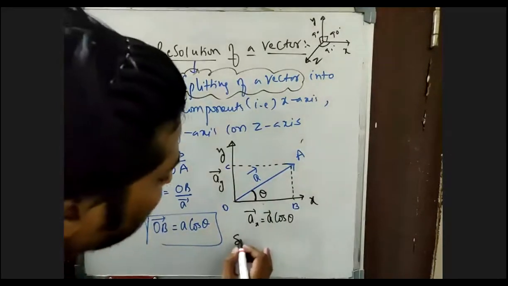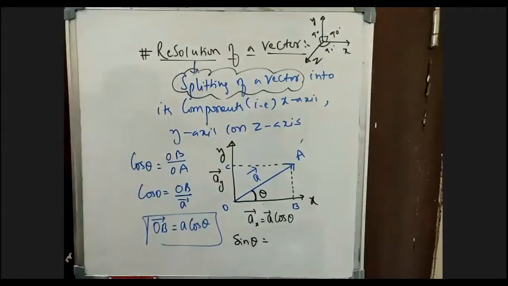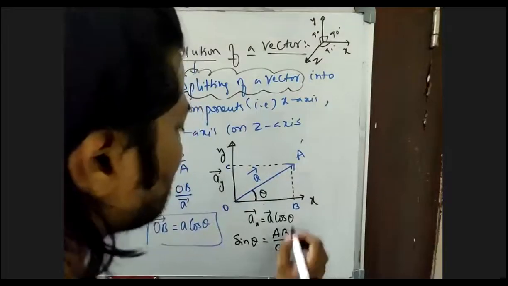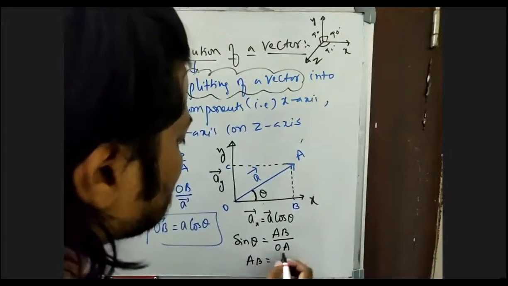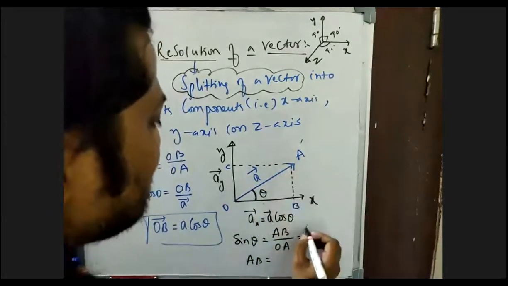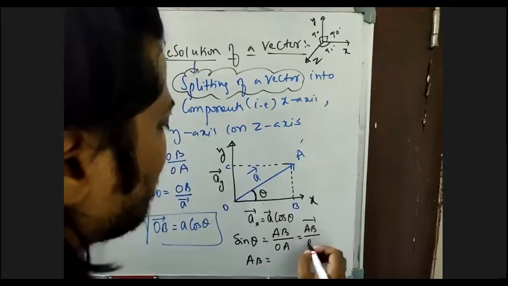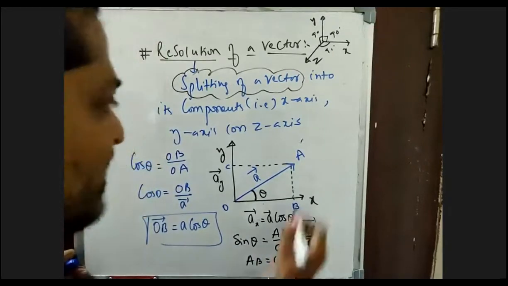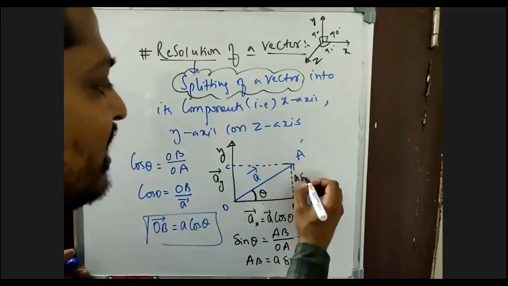The same way, sin theta from the figure. Can you tell me what sin theta from the figure will be equal to? Yes, AB by OA. That means AB is equal to OA into sin theta. OA is again A bar. So AB is equal to A into sin theta. That means AB value is A sin theta.